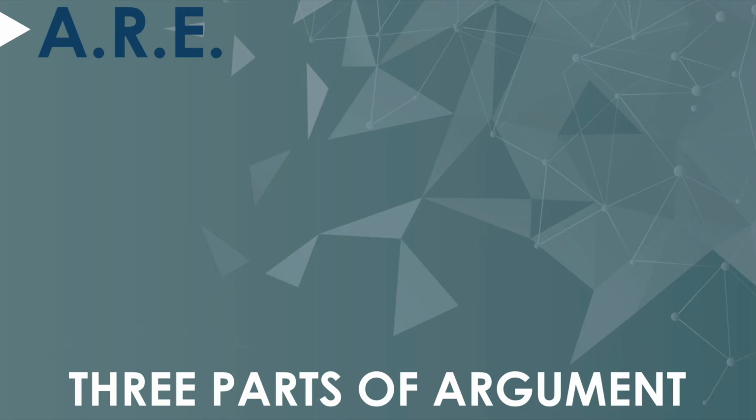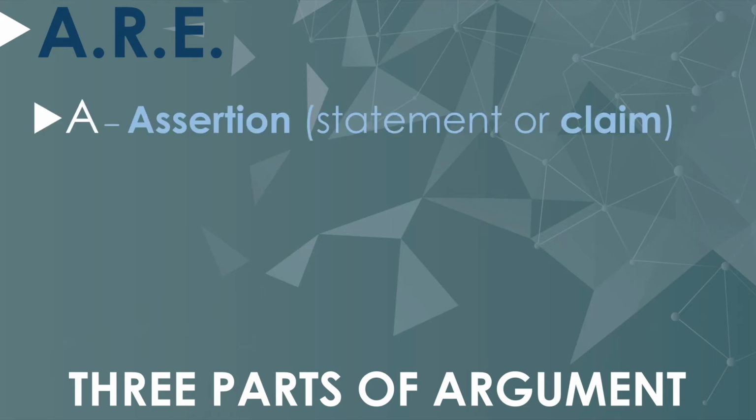When I say ARE, the 3 parts of argument, I'm referring to number 1, A, the assertion, the statement or claim made in the very beginning. That's your clear, clear point of argumentation. It's going to be opinionated, and we'll go through a clearer definition of what this looks like in a moment, but it's something that could actually be argued.